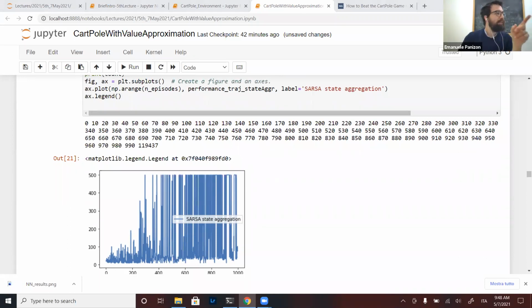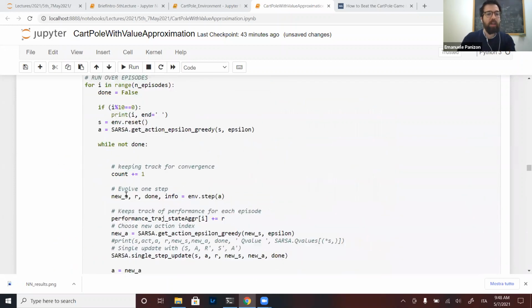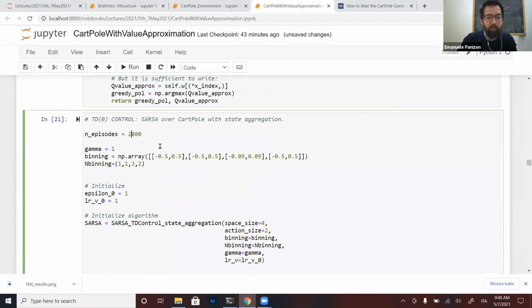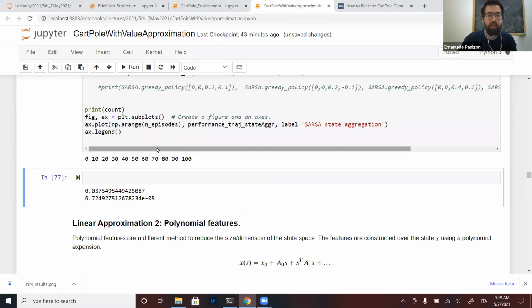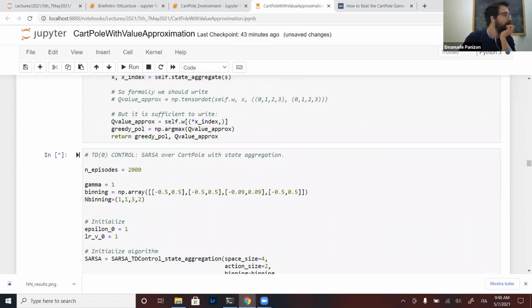Okay, I will answer the chat. When you ask a question on the chat, please tell me beforehand, because I'm not always seeing it. So I will go back to it. Okay, perfect. So I will put 2,000 episodes, and then I will talk about the two questions. The first question was, what is the feature for the cart pole problem?